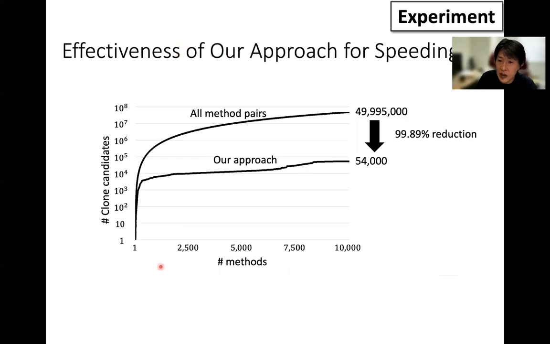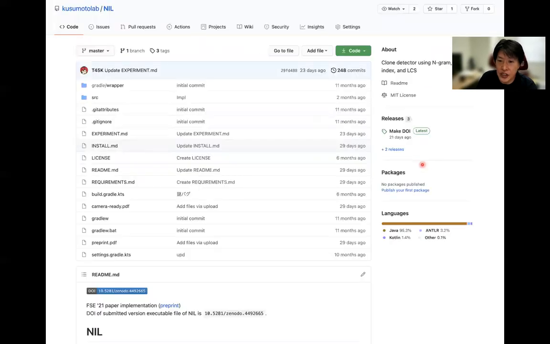Here is our experimental result on the effectiveness of our approach for speeding up. By using n-grams and an inverted index, we could avoid calculating the LCS for more than 99% of method pairs. We have published our tool NIL on GitHub. If you need a clone detector for your research or work, I hope you will include this tool in your selection.